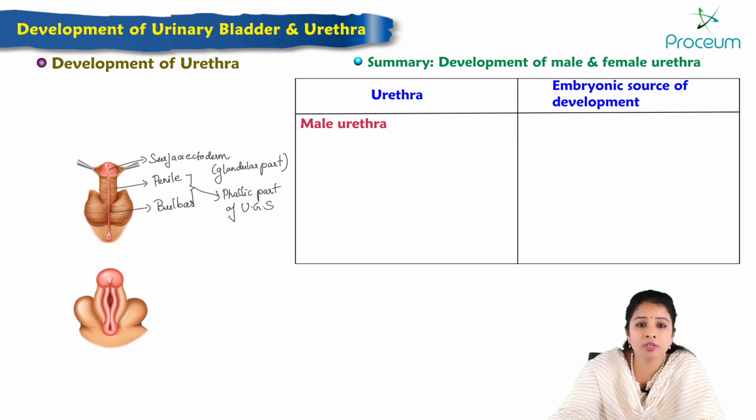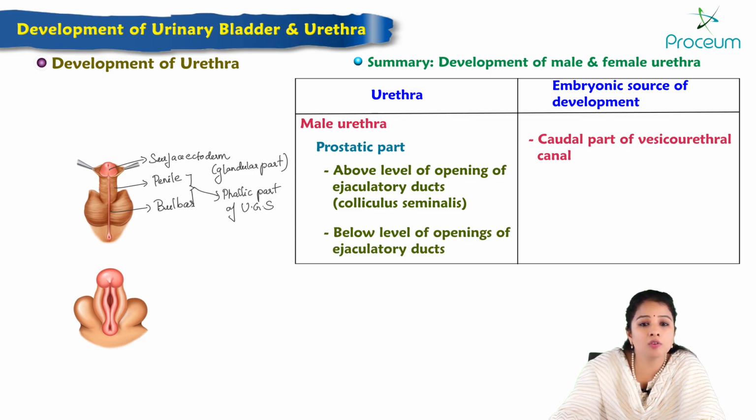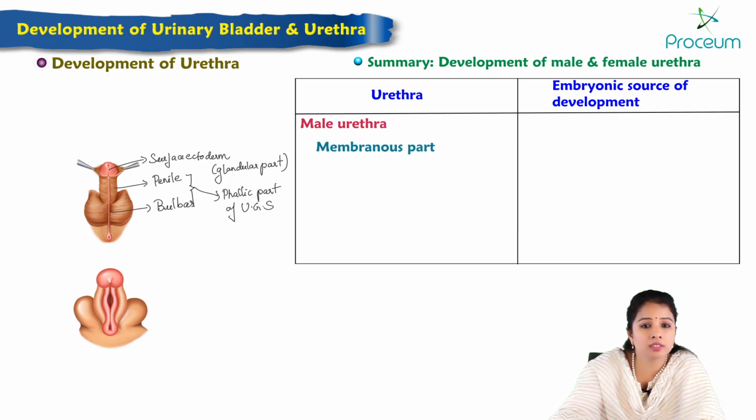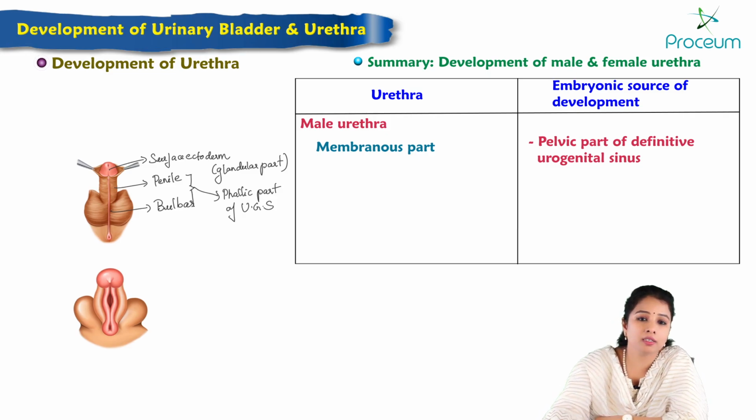In male urethra, we know it has three parts. Prostatic part, above the level of opening of ejaculatory ducts or colliculus seminalis, develops from the caudal part of vesico-urethral canal, and below the level of openings of ejaculatory ducts develops from the pelvic part of definitive urogenital sinus. And membranous part, the second part, develops from the lower part of definitive pelvic urogenital sinus. After membranous part, the third part is the spongy part, which we further divide into bulbar, penile and so on.